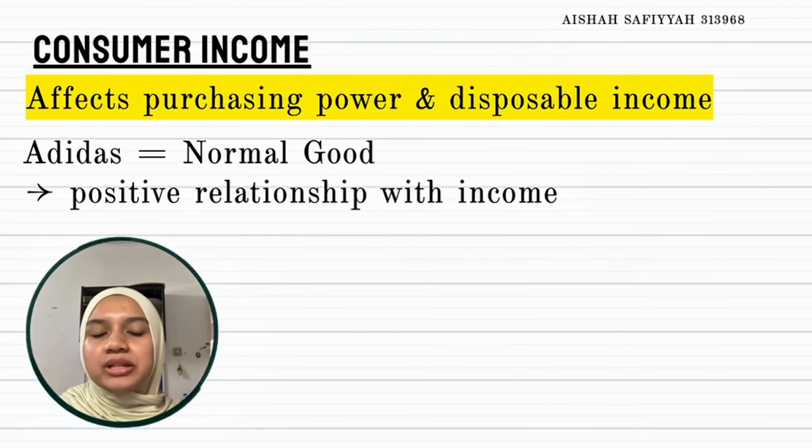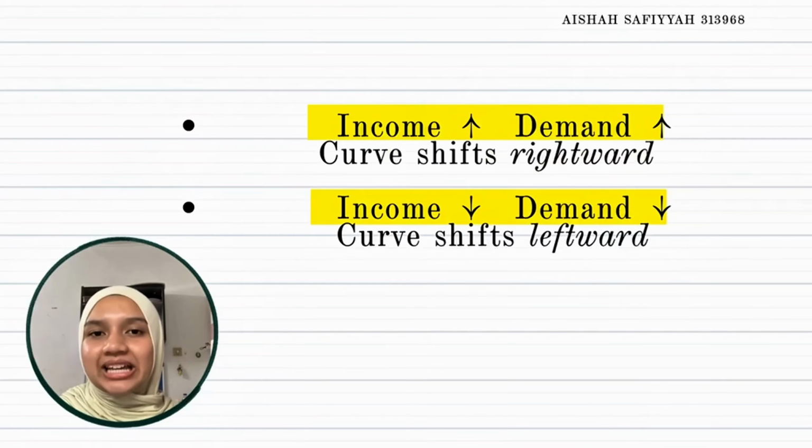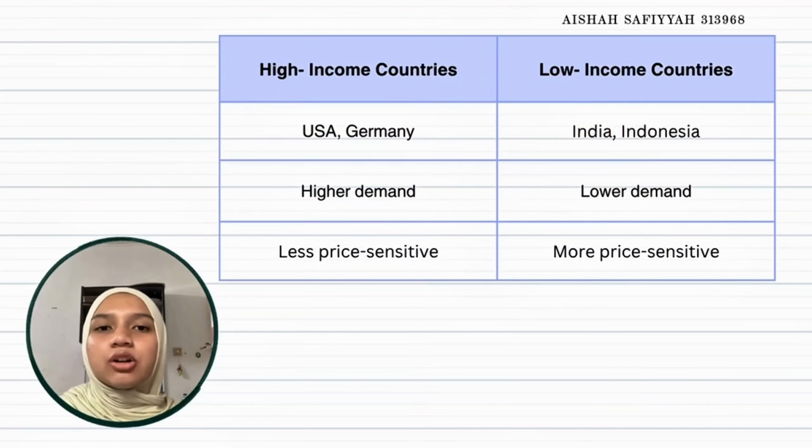In microeconomics, Adidas footwear is classified as a normal good, meaning as income rises, demand increases and the demand curve shifts rightward. But when income falls, especially during a recession, demand decreases and the curve shifts leftward. We can also observe this across global markets.